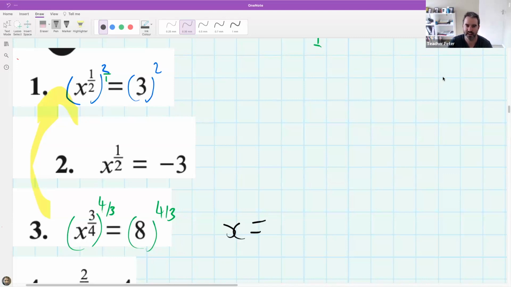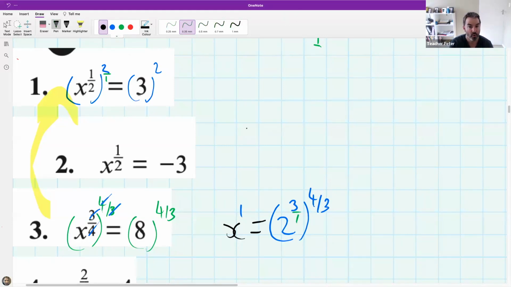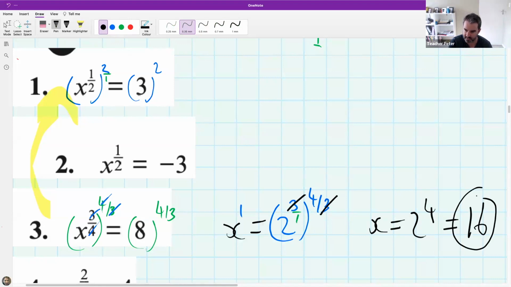Okay. I like what we're seeing here. So we have, if I multiply this by this and this by this, I get x to the 1. And on this side, I have 8, but I'm going to write it like this. So now, what is that going to do? Well, I think I can cancel out that. And I get x is 2 to the 4. And then 2 times 2 is 4 times 2 is 8. And I get 16.